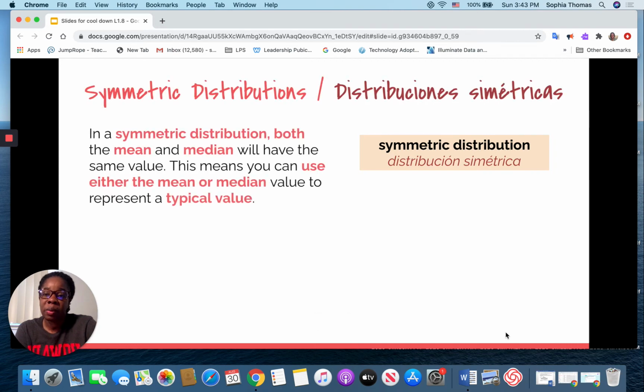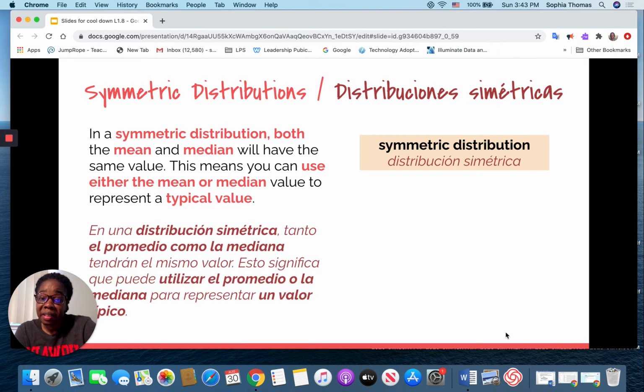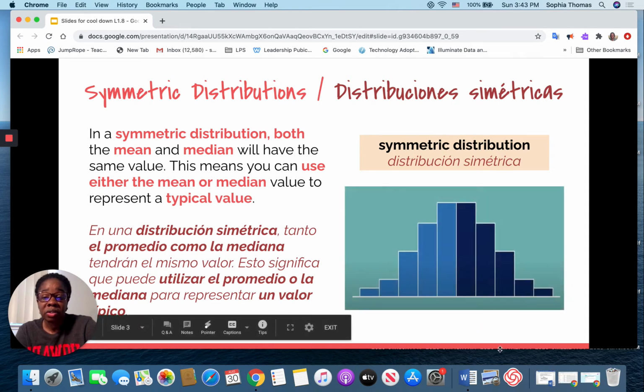Now, let's talk about the symmetric distribution. In a symmetric distribution, both the mean and the median will have the same value. This means that you can use either the mean or the median value to represent a typical value for that data set. So once you're able to recognize that a distribution is symmetric, you can use either mean or median as the typical value because both will be the same.